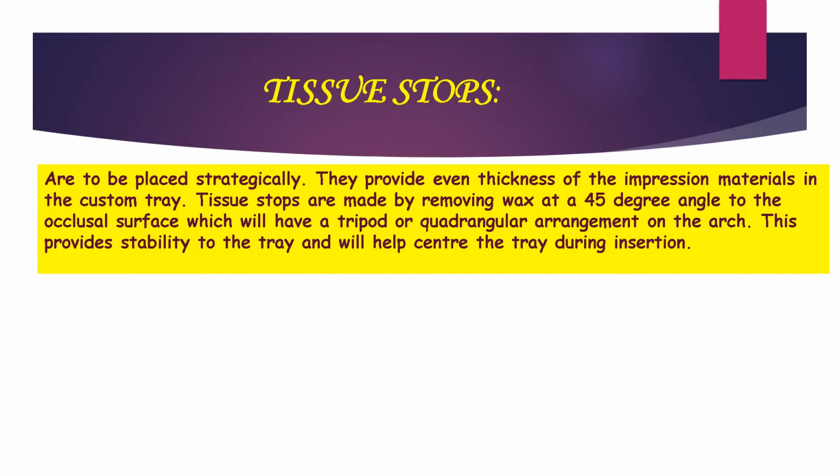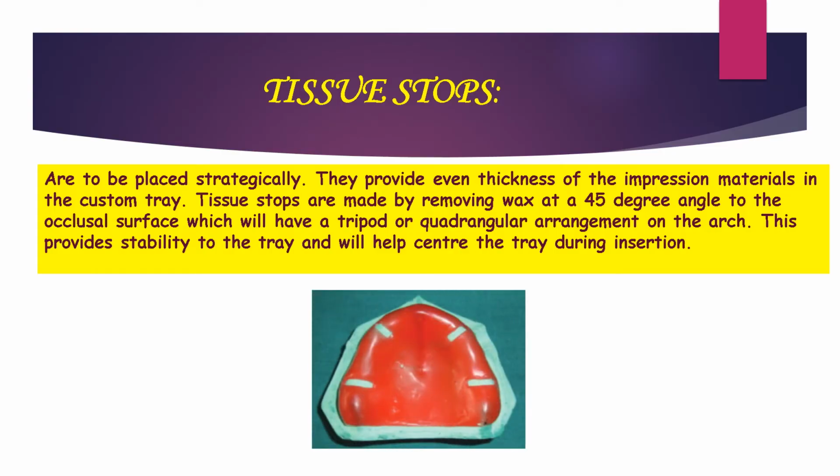So the next one is tissue stops. They are to be placed strategically. They provide even thickness of the impression materials in the custom tray. So here the tissue stops are made by removing the wax at 45-degree angulation to the occlusal surface, and they will have a tripod or quadrangular arrangement on the arch. This provides stability to the tray and will help to center the tray during the insertion.